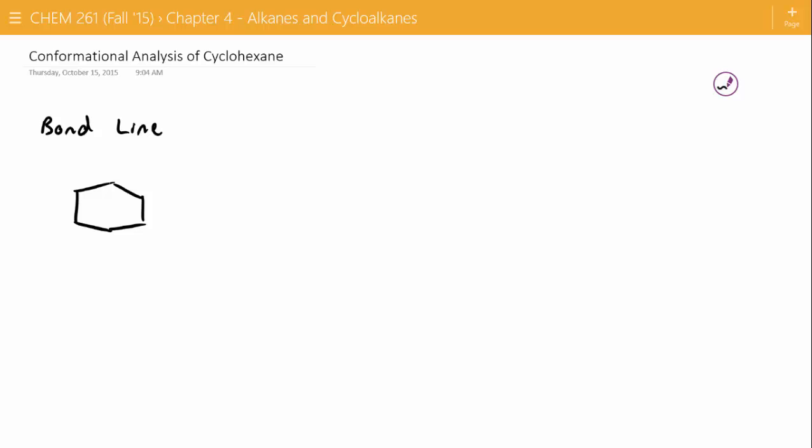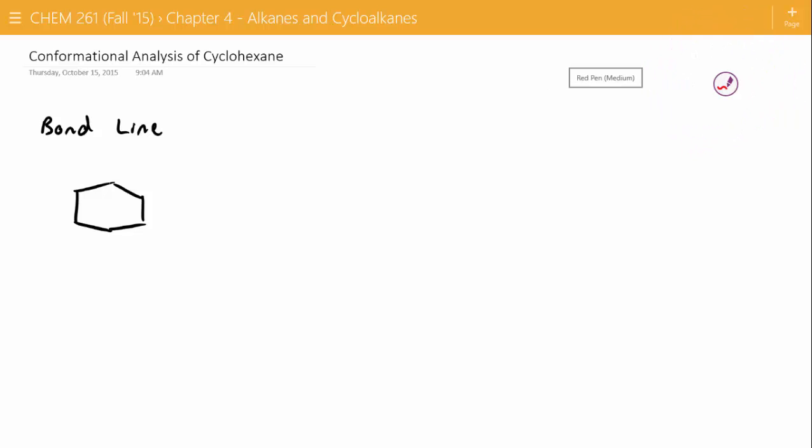And what you may notice is it's pretty hard to get the model kit perfectly flat, right? It doesn't like being in that position. Instead, it wants to adopt kind of a staggered conformation, just like we saw yesterday. So let's imagine drawing this using Newman projections.